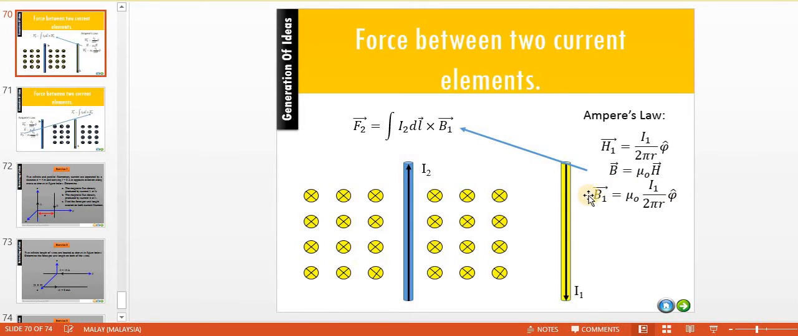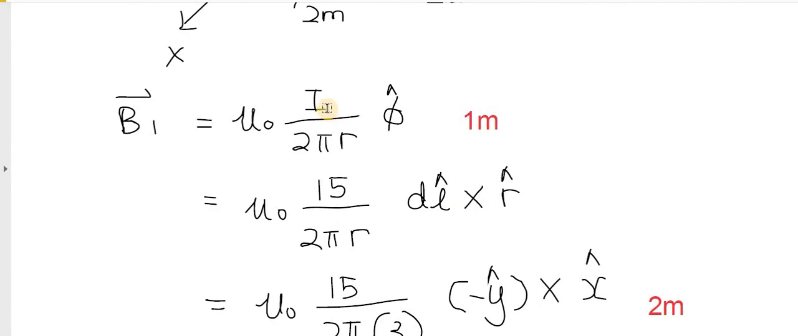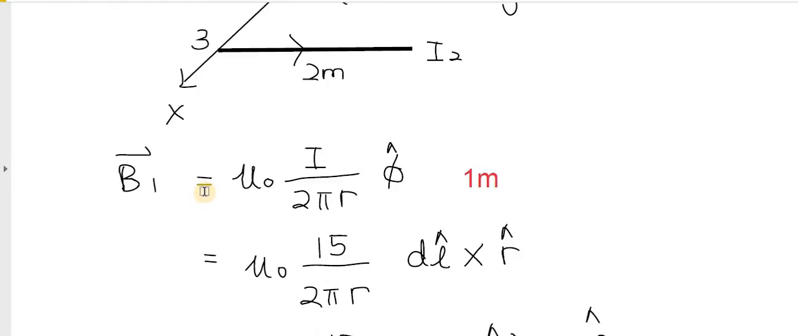You have to find the magnetic flux density first, and this magnetic flux density is from Ampere's law. Look at the solutions. This is the I, and dl cross product with the unit vector r. This is the point where you want to know the magnetic flux density. The vector r is pointing from here towards these directions, from here to here, so it is in the positive x direction.